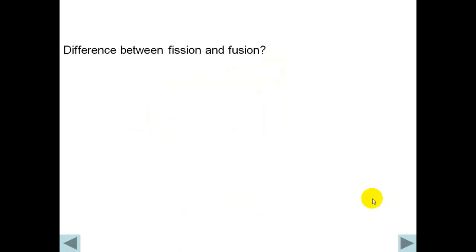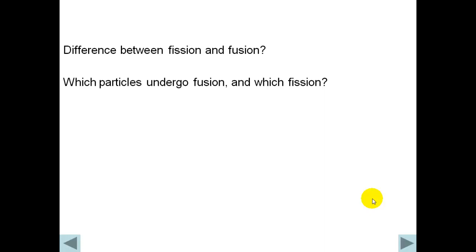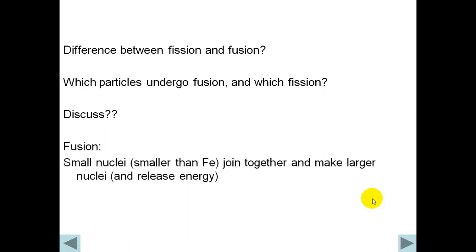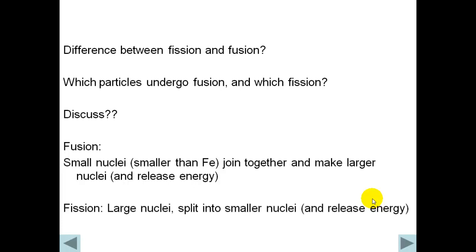What is the difference between fission and fusion? Which particles undergo fusion and which fission? A quick discussion. Fusion is when small particles come together, fuse together, make larger nuclei, and they release energy. Fission is the opposite. A large nucleus splits into smaller nuclei and releases energy. So fusion, small nuclei, smaller than Fe, join together, make a larger nucleus, and release energy. Fission, large nuclei split into smaller nuclei, and this also releases energy. Sometimes fusion releases energy, sometimes fission releases energy.